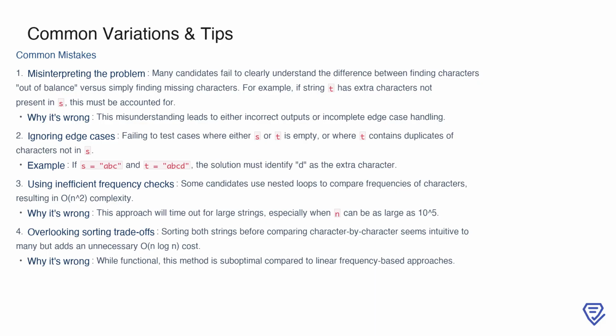as the extra character. Beyond logic errors, inefficient strategies like using nested loops to compare character frequencies can result in quadratic time complexity, which is too slow for large inputs. Similarly, sorting both strings and comparing them might seem intuitive but introduces an unnecessary O(n log n) cost, making it less optimal than linear approaches. Being aware of these trade-offs and pitfalls is critical to crafting a robust solution.